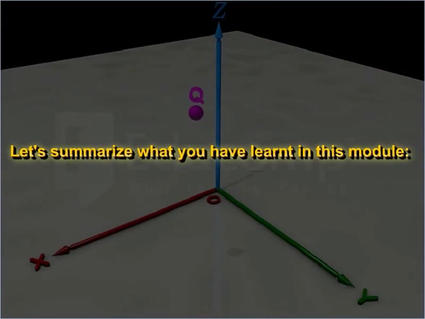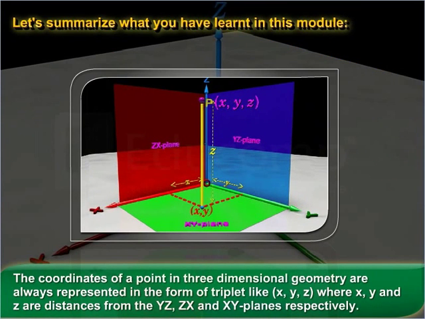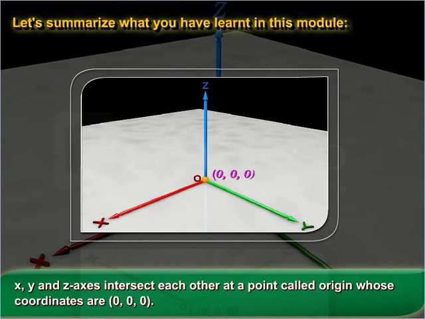Let's summarize what you have learned in this module. The coordinates of a point in three-dimensional geometry are always represented in the form of a triplet like x, y, z, where x, y and z are distances from the yz, zx and xy planes, respectively. The x, y and z axes intersect each other at a point called the origin, whose coordinates are 0, 0, 0.